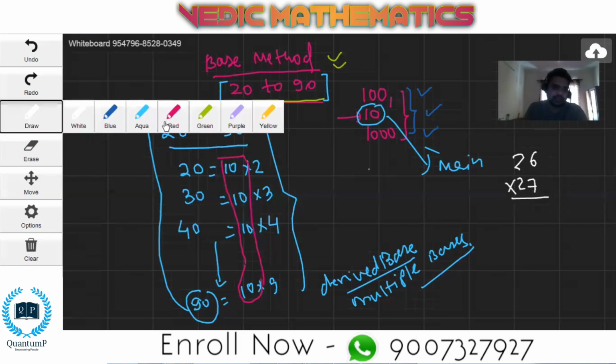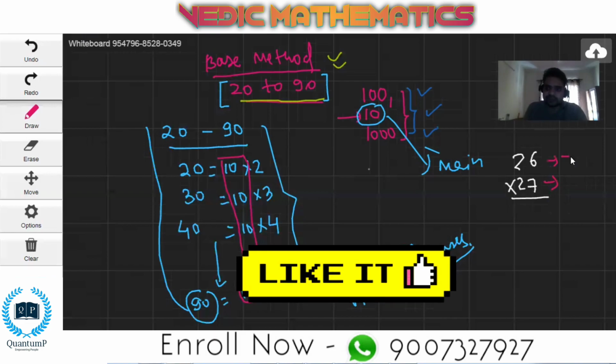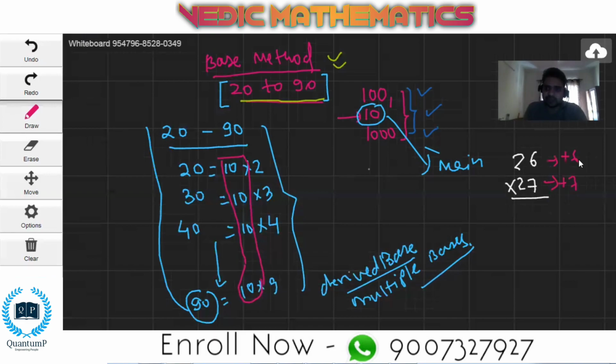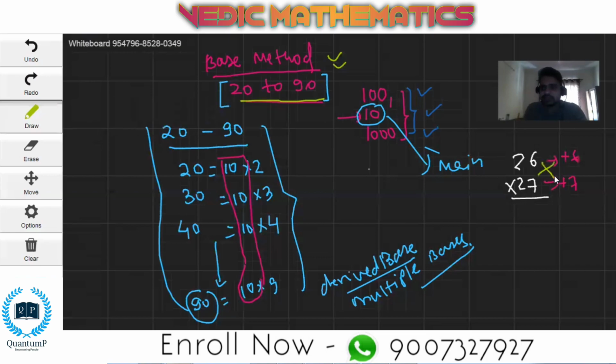So you see that we have to compare this with obviously 20. So we'll write plus 6, we'll write plus 7, and then we have to do the cross as we did in the previous lessons. So if we do cross, then it will become 33 on both sides. 26 plus 7 is 33, 27 plus 6 is 33, and then we'll multiply 6 times 7, which is 42. After this line we'll write 42.